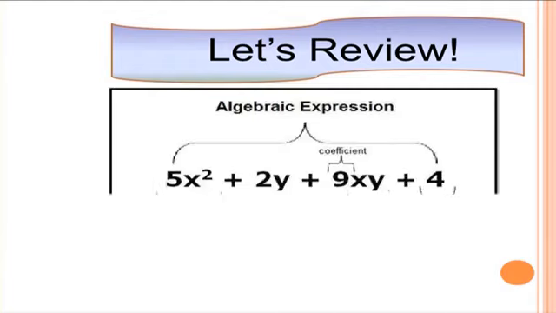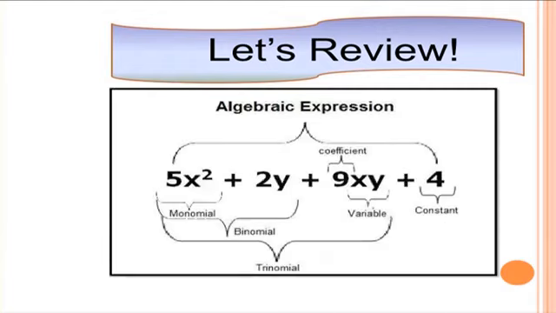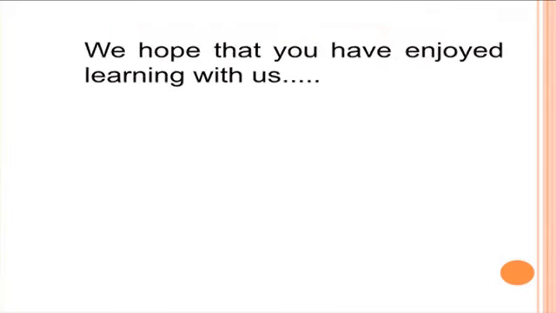5x square plus 2y plus 9xy plus 4 is an algebraic expression where 5x square, 2y, 9xy and 4 are terms. In 9xy, 9 is called the numerical coefficient and x and y are the two variables, and 4 is a constant. We hope that you have enjoyed learning with us.